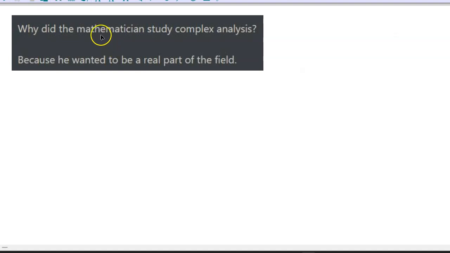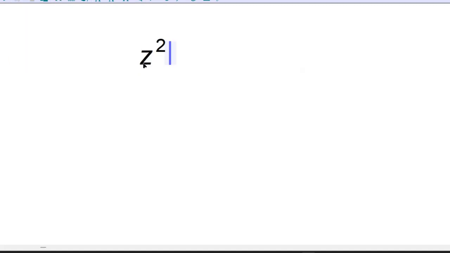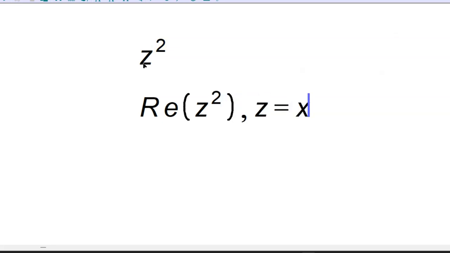Welcome friends, let's take a look at finding the real part of z squared. So z squared like that. The real part of z squared is what I'm going to find. Now remember that z is x plus yi, where i is the imaginary unit, and x and y are just some real numbers like 5 or 10 or whatever they happen to be.